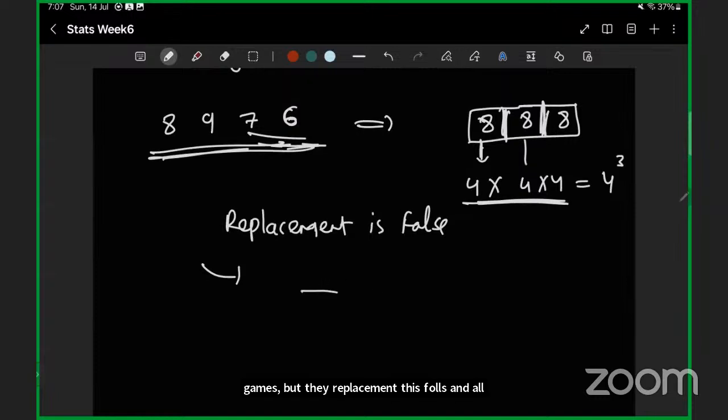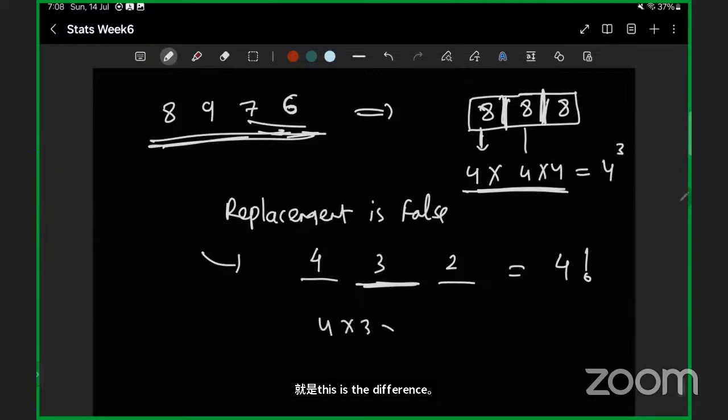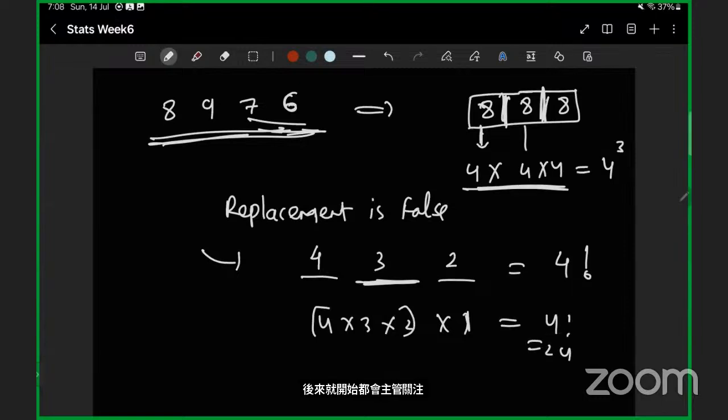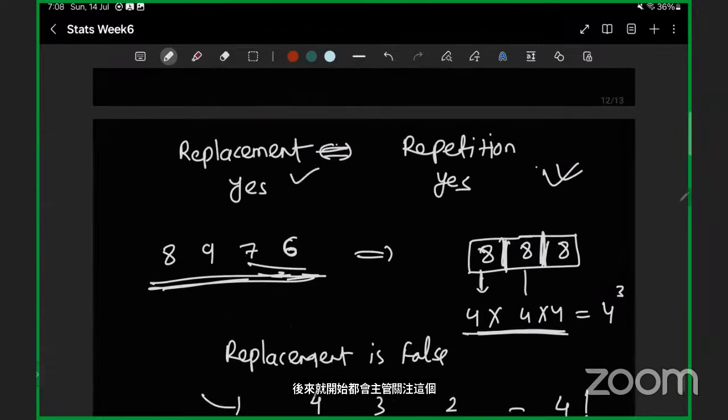So for the three positions, here anything can come out of four, so that is four. Here now three are there, and then two. So this is actually four factorial, correct? 4 into 3 into 2 into 1, which is 24. So replacement is nothing but repetition allowed. Correct? Repetition.